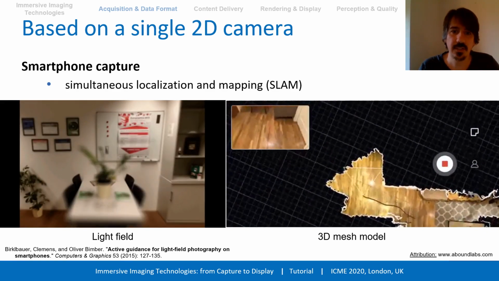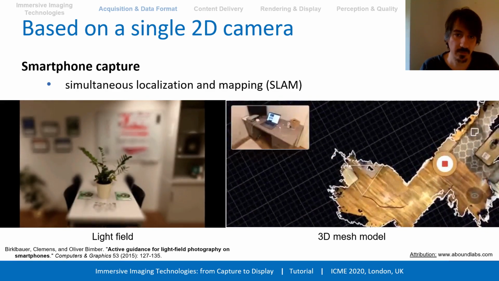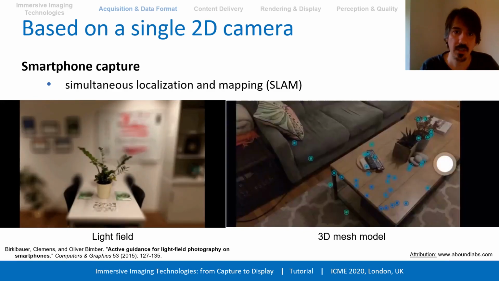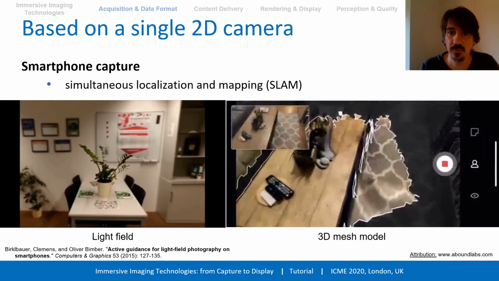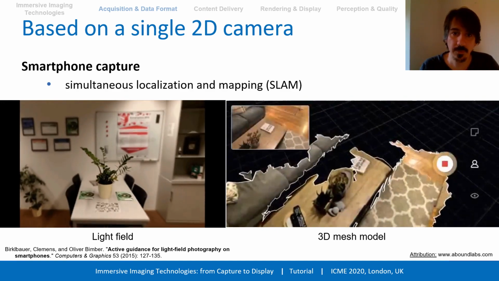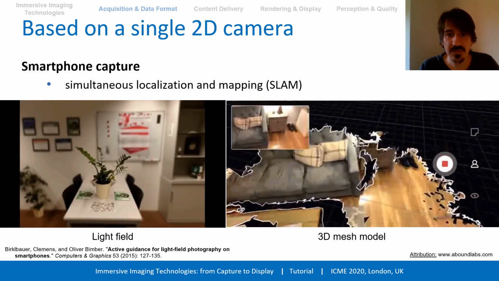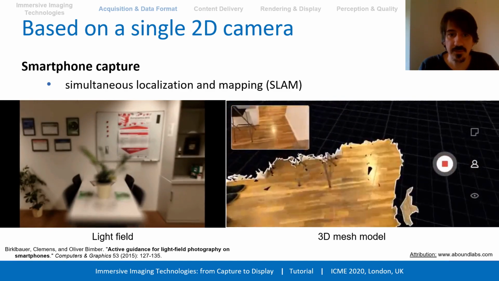So on the left here we have an example of light field capture, which is based on an application which helps guide the user toward the best sampling position. And on the right we have an example of real-time 3D mesh estimation from a company called Abound Labs. And the advantage of these systems is their ease of use, but again, they are limited to static scenes.